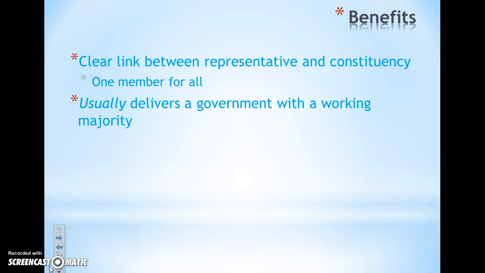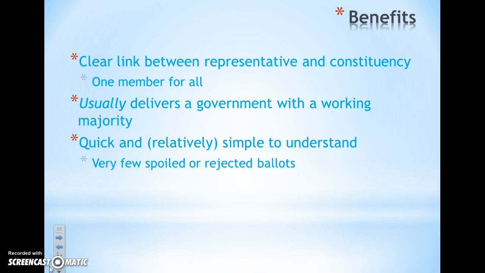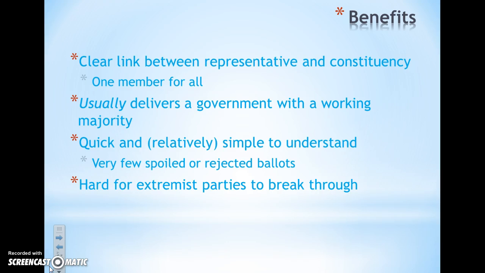It usually delivers a government with a strong working majority. We've only had a couple of anomalies in that in recent memory. And it's relatively simple to understand. Even if the outcome is very, very hard to understand, the actual process itself is very simple, and so we have very few spoiled or rejected ballots. It also tends to make it very, very difficult for the lunatic fringe to get a real toehold, and we'll talk about the reasons for that in class.